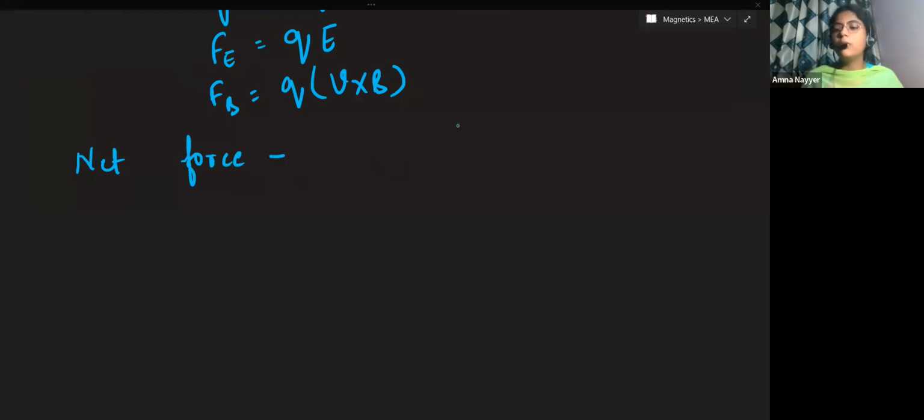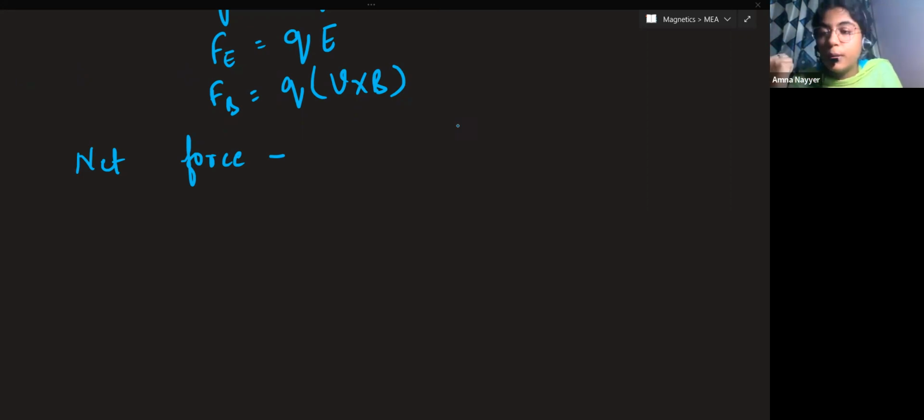So net force will be what? We were discussing that in a region, a charge is moving and it has an electric field as well as a magnetic field. So what type of force will exist? Electric force is also there, so it should also exist. Magnetic force is also there, that we studied, Q V cross B, that should also exist.